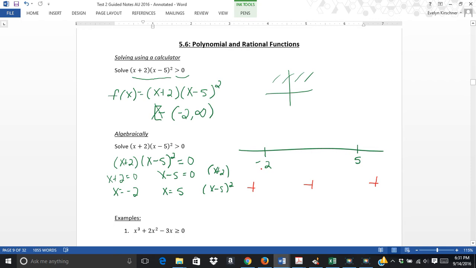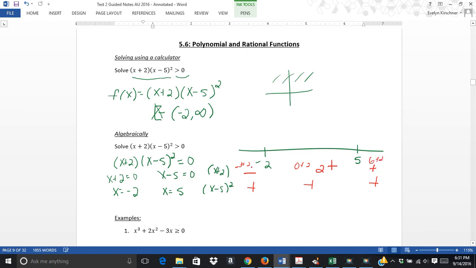So I want a number less than -2, so I'm going to pick -3. So I have -3 plus 2, and that's a negative number. Now I'm going to pick something between -2 and 5. My favorite number is 0. 0 plus 2, that's 2, so that's positive. And then I'm going to look at greater than 5, 6. I have 6 plus 2, that's 8.